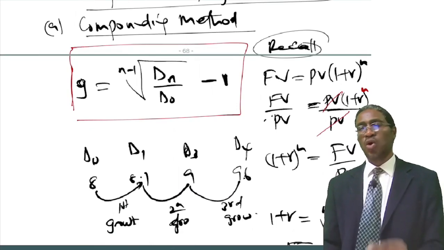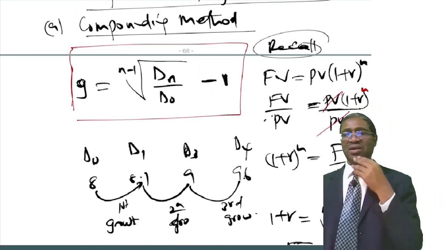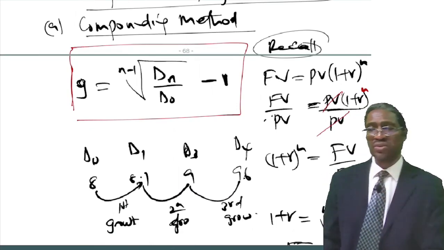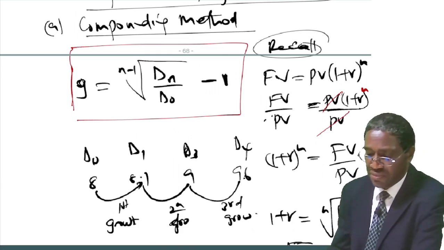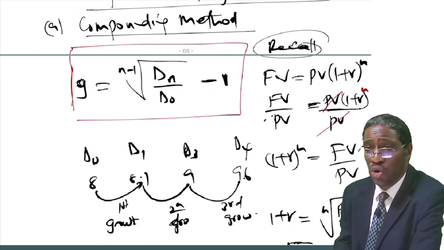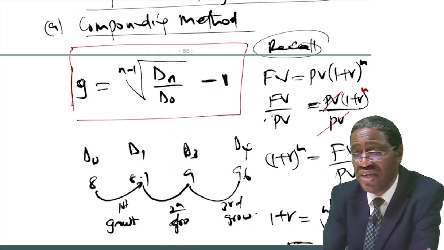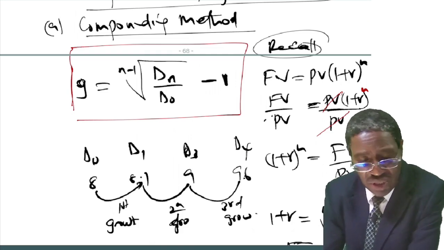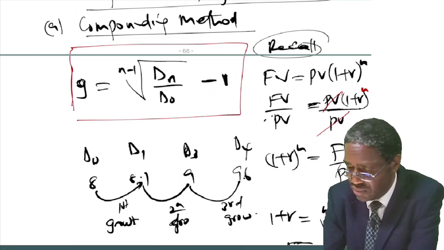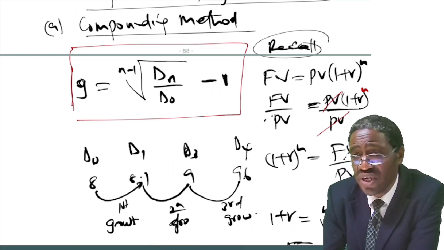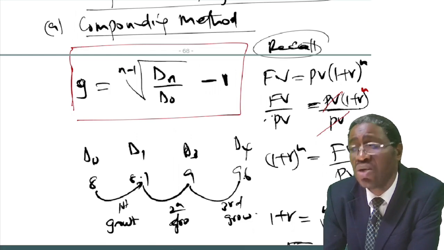One, compounding method. Then you can copy this formula. I don't have to rewrite it. G equals n minus 1 root of Dn divided by D0, minus 1.